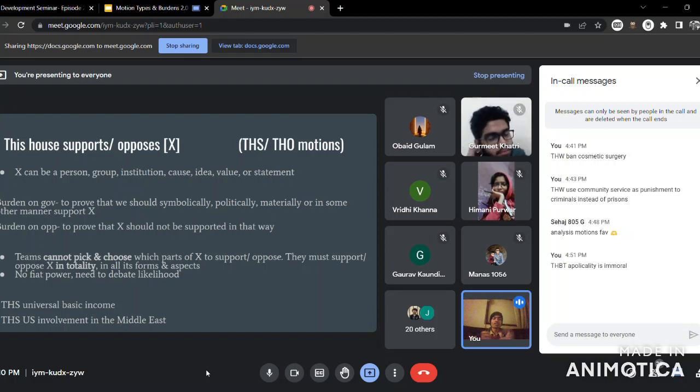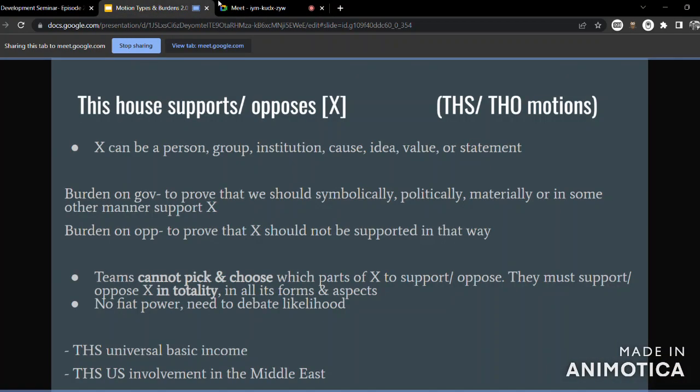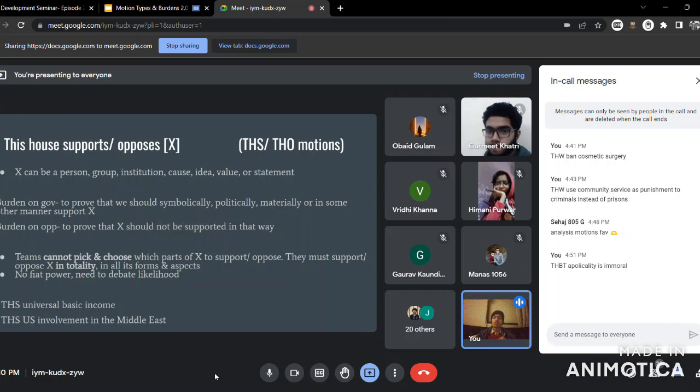The burden is that we should support X either symbolically or politically or materially or in any manner. These are somewhat theoretical words, so I'll not get too much into that, but the general idea is that you need to find reasons why it's okay to support something or oppose something. On opposition, the burden is that X should not be supported in any way.